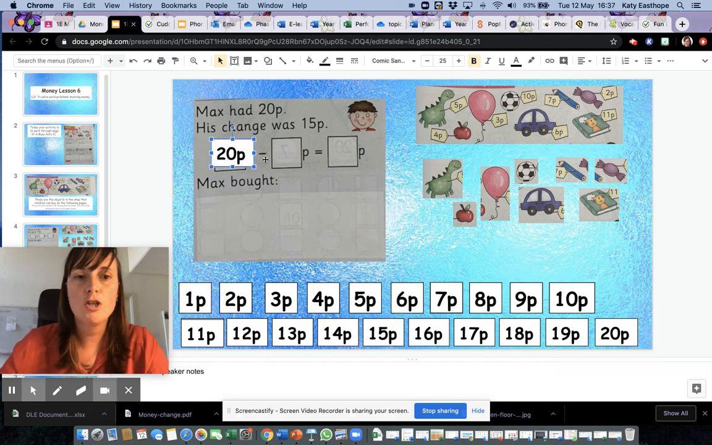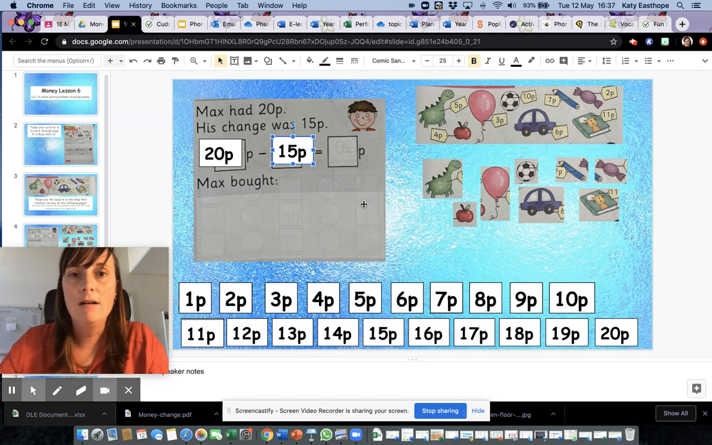So he went into a shop and he spent 20p. Now he got 15p change. So we need to think, this is our sentence. It's all up here. The numbers are here. Don't go making any numbers up now. So 20p, take away 15p.